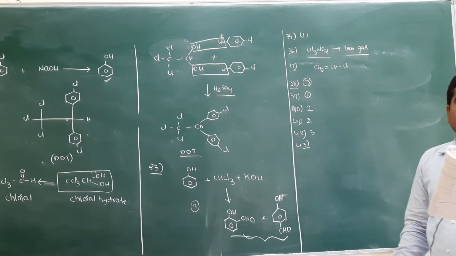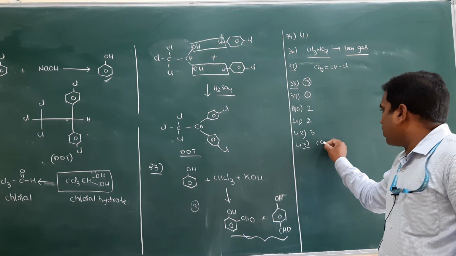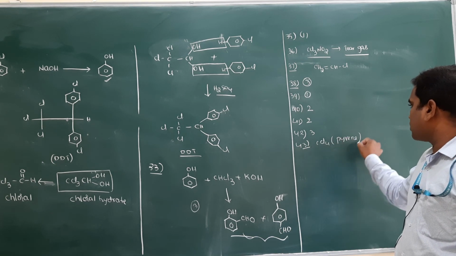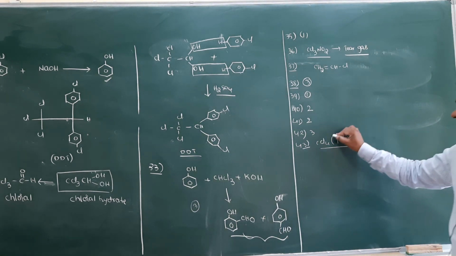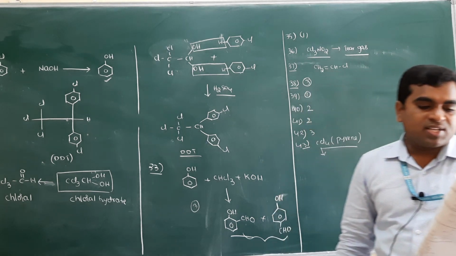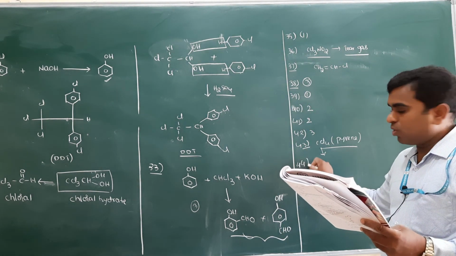43. In a fire extinguisher, CCl4 can also be called pyrene. CCl4 can also be called which one here? Pyrene. And it is used as a fire extinguisher. Clear? So that's why option B. And 44, question number 44.